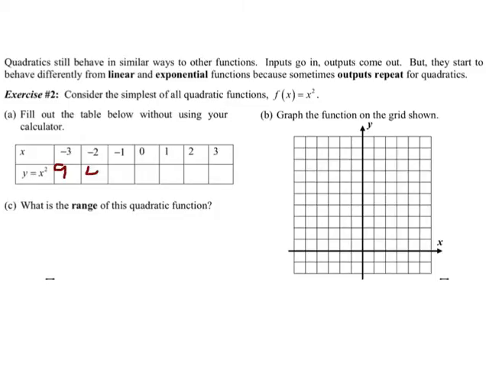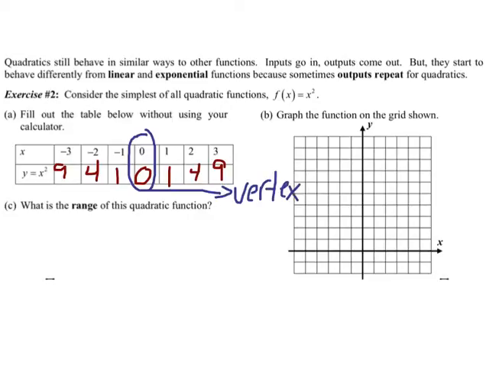Negative 2 squared is 4. Negative 1 squared is 1. 0 squared is 0. 1 squared is 1. 2 squared is 4. 3 squared is going to give me 9. Notice the pattern. Where does my pattern differ? My pattern differs right here. It goes 1, 0, 1. That's the point right in the middle. That is going to be super huge for you to find every time you plug this into your calculator. That differentiation will help you identify your vertex. That is your vertex, or your turning point.